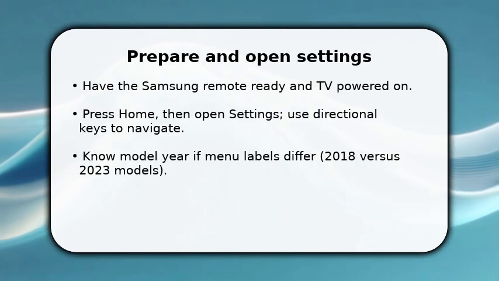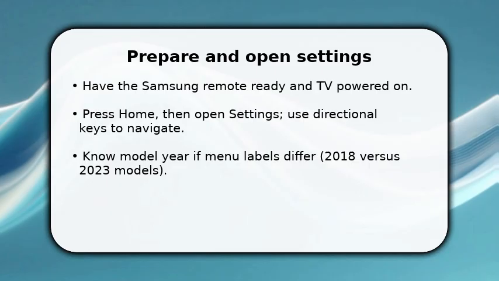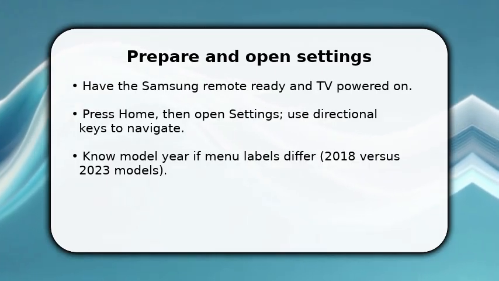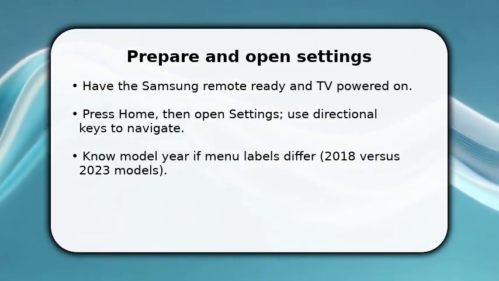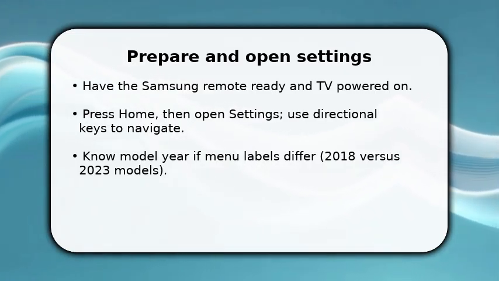Enjoy the video. You start by getting the remote and turning the TV on. Once done, press Home and Open Settings. This places you at the root controls. Make sure you know the model year because menu labels change between generations. This helps you skip steps.